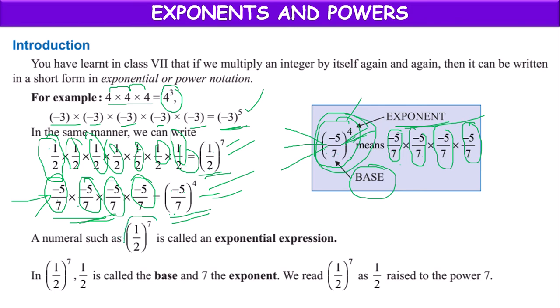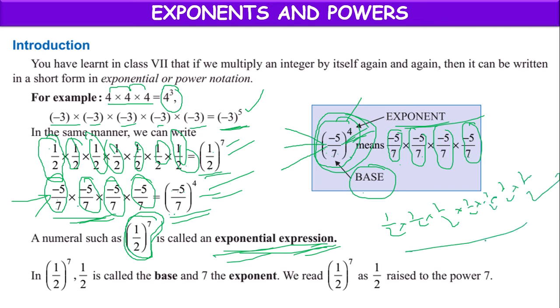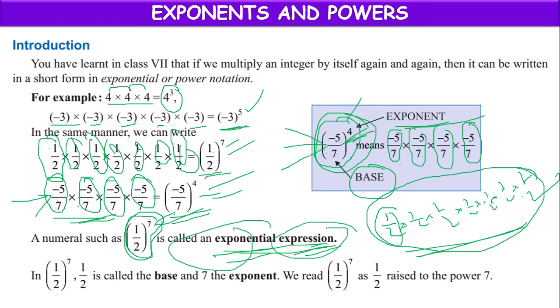Suppose here 1 by 2 whole power 7. This total expression is called an exponential expression. The normal expression is 1 by 2 into 1 by 2 into 1 by 2, like that 7 times. This is the original expression. But in shortcut, this is expressed as 1 by 2 whole power 7, because 1 by 2 is multiplied by itself 7 times. So this is called an exponential expression.